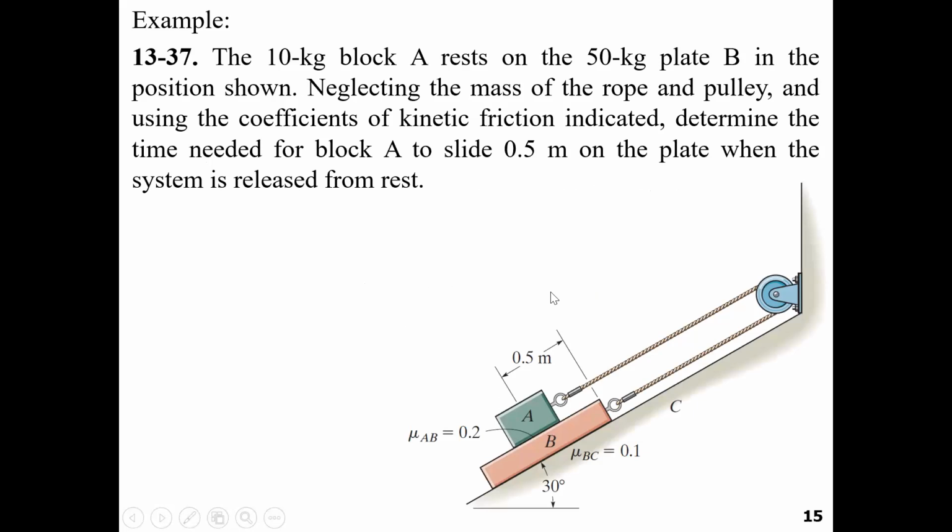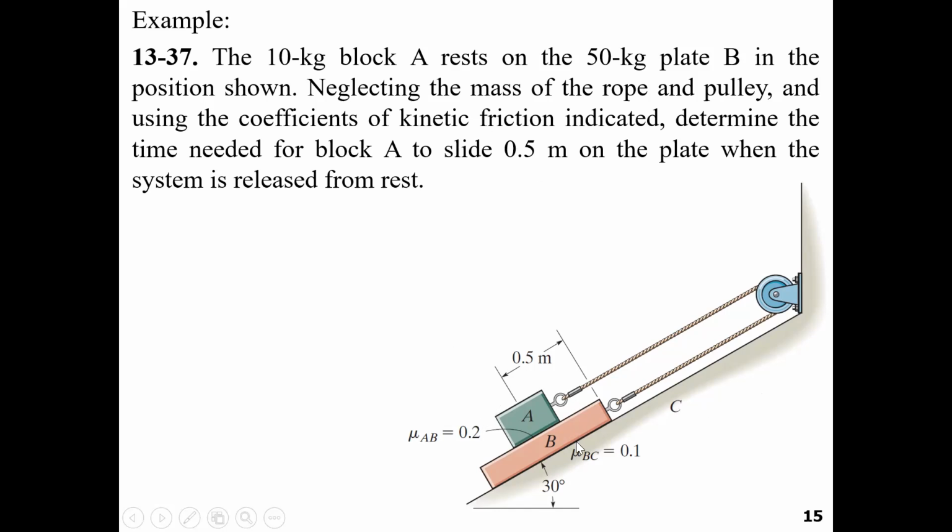You have 2 blocks. Block A is 10 kilogram, and block B is 50 kilogram. A sits on B, and they are kind of related to one another using this cord. There's friction between A and B, as you may realize that if A goes down, B goes up, so there's a relative motion between them. If A goes up, B goes down, there's still relative motion between them, right? So there's going to be friction involved here. And there will be friction involved between B and ground, which they call C.